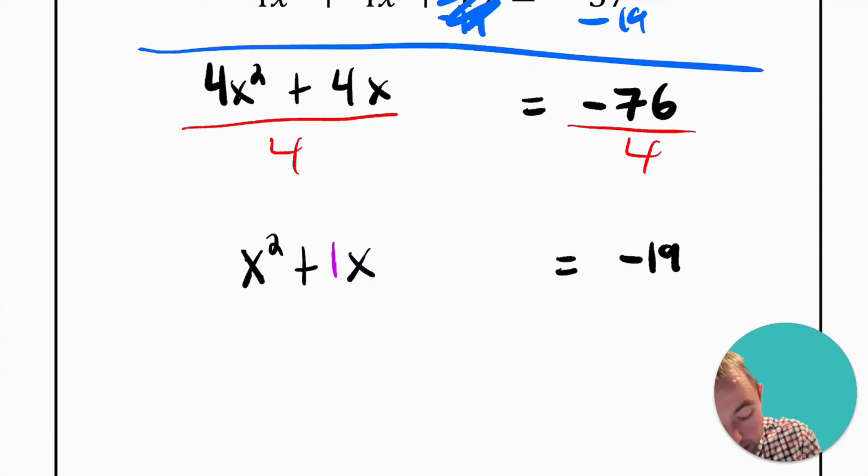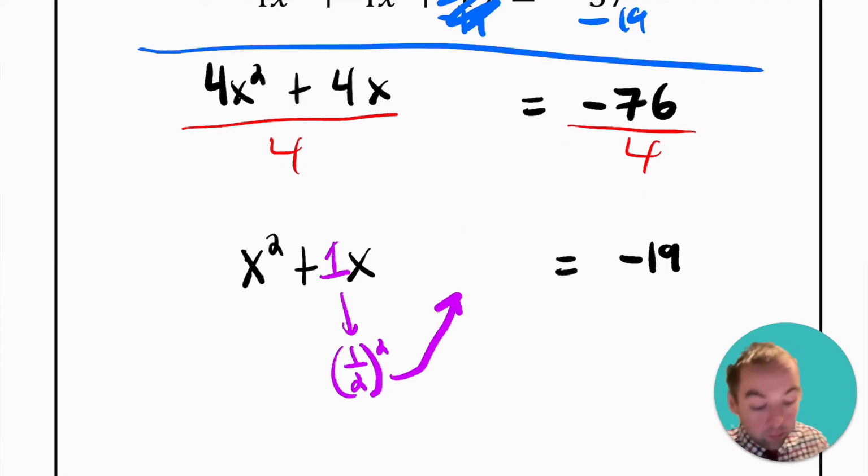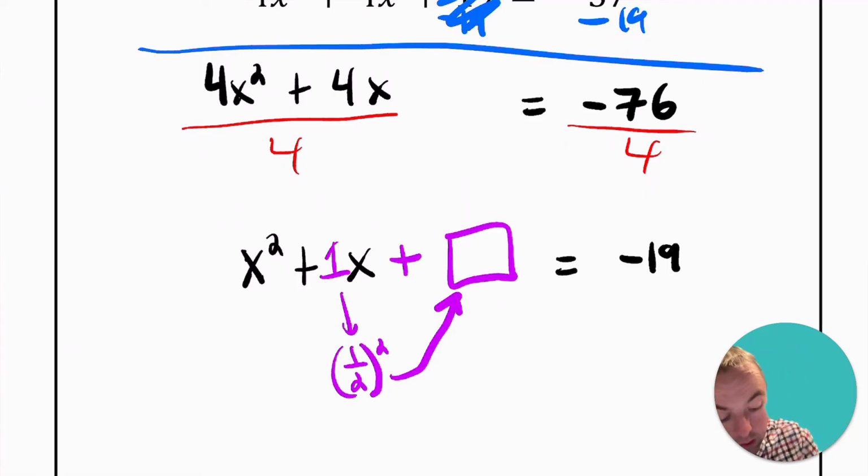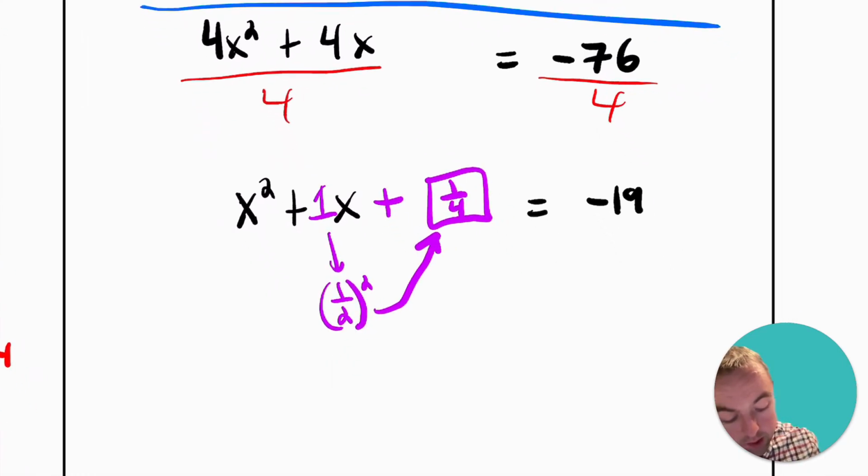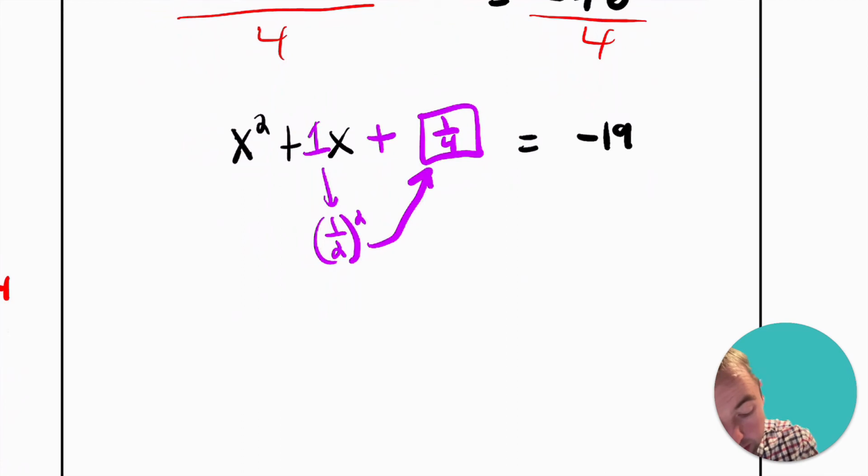So since your b value here is a 1, you're going to want to take half of that, which is 1/2, and then square it, and whatever that is will be the c value that you're going to add. So 1/2 squared would be 1 times 1, which is 1, and 2 times 2, which is 4. So it does turn out that we're going to have to add 1/4 to complete the square.